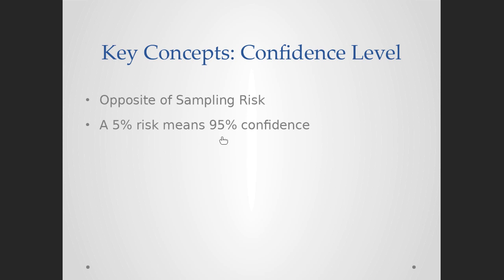The opposite of the risk is confidence level. So when you have a 5% risk that you have not taken a representative sample, you are 95% confident that you have taken a representative sample, and that the conclusion you make from that sample is representative of the population. So the sampling risk plus the confidence level is always 100%. If you have a 97% confidence level, the sampling risk is 3%. If you have a 99% confidence level, the sampling risk is 1%.